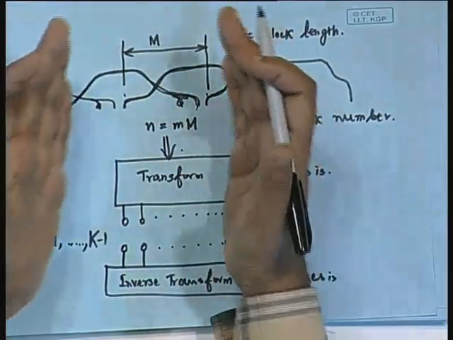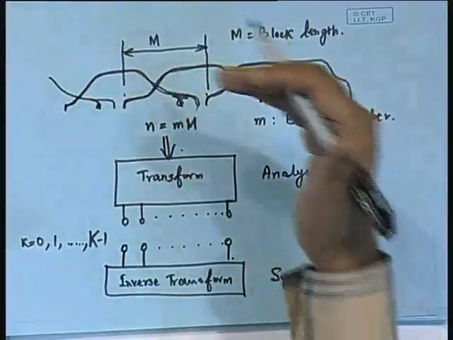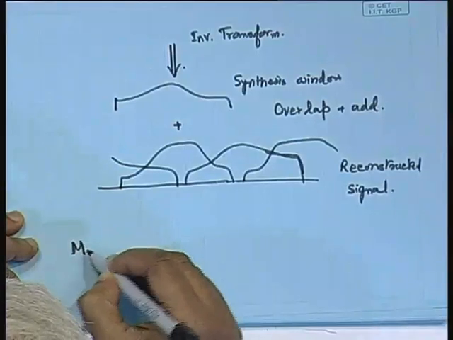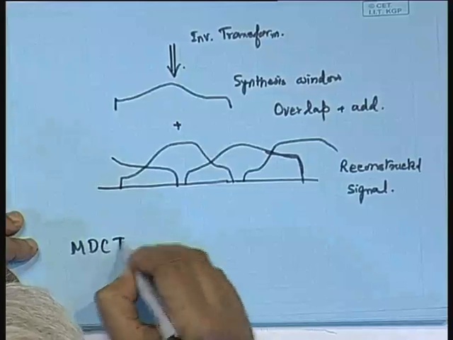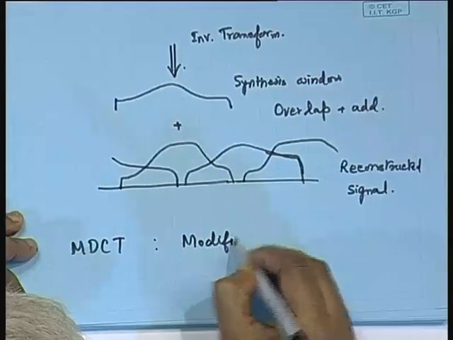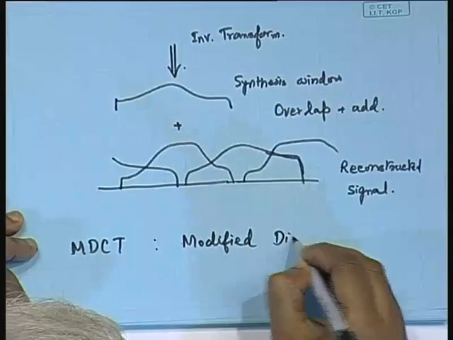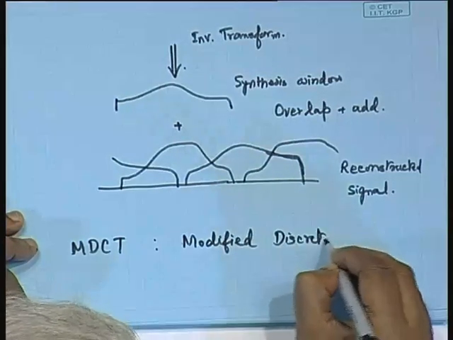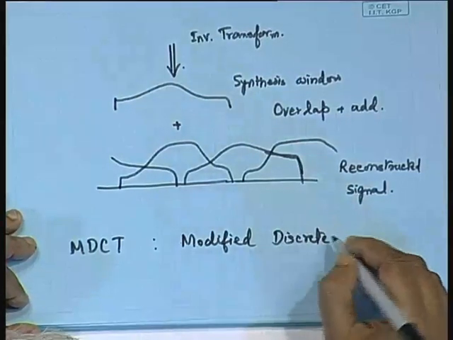But here you are taking a DCT on these overlapped samples. That means DCT plus this kind of 50% overlapping window compositely realizes what is called the modified discrete cosine transform, MDCT, which is the DCT applied over this overlapped window.